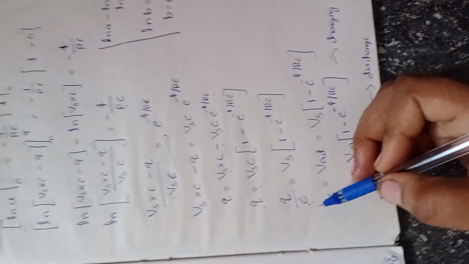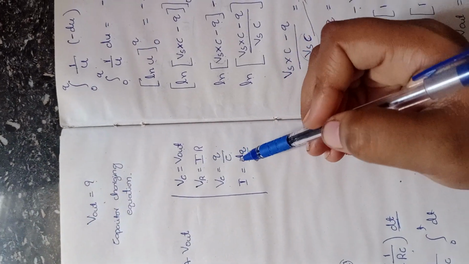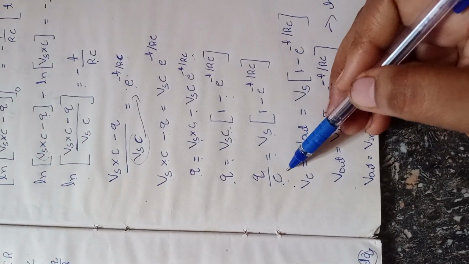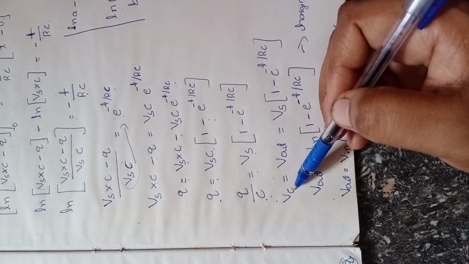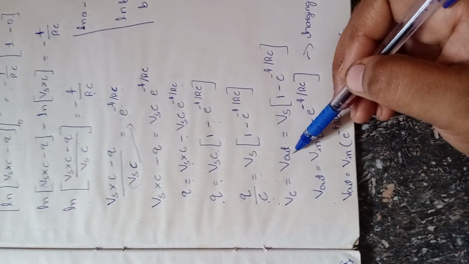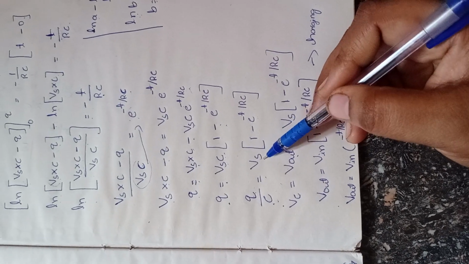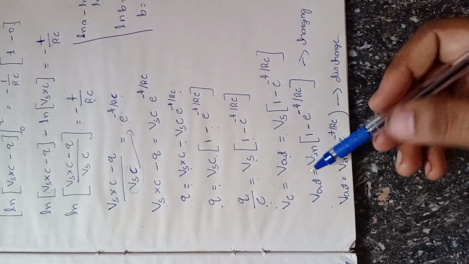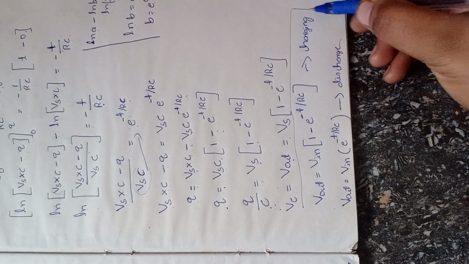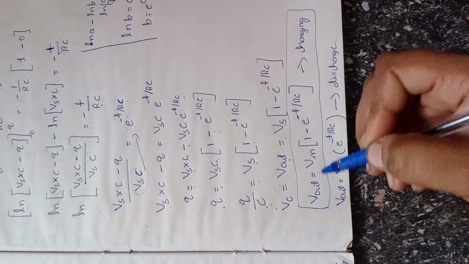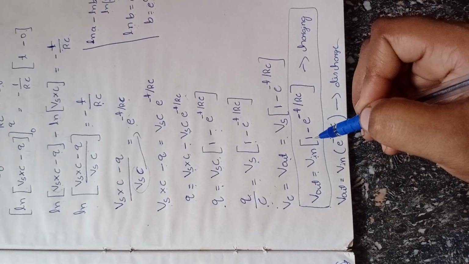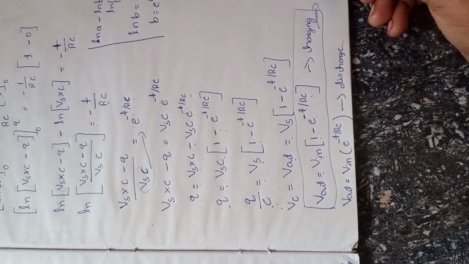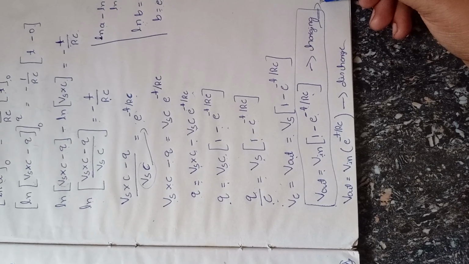We already considered that Q by C is nothing but Vc, and Vc is nothing but V out. So Q by C is nothing but Vc, which we can also say is V out, equal to Vs of 1 minus e power minus t by RC. So finally we got that V out is nothing but Vs of 1 minus e power minus t by RC. This is the capacitor charging formula in an RC circuit.